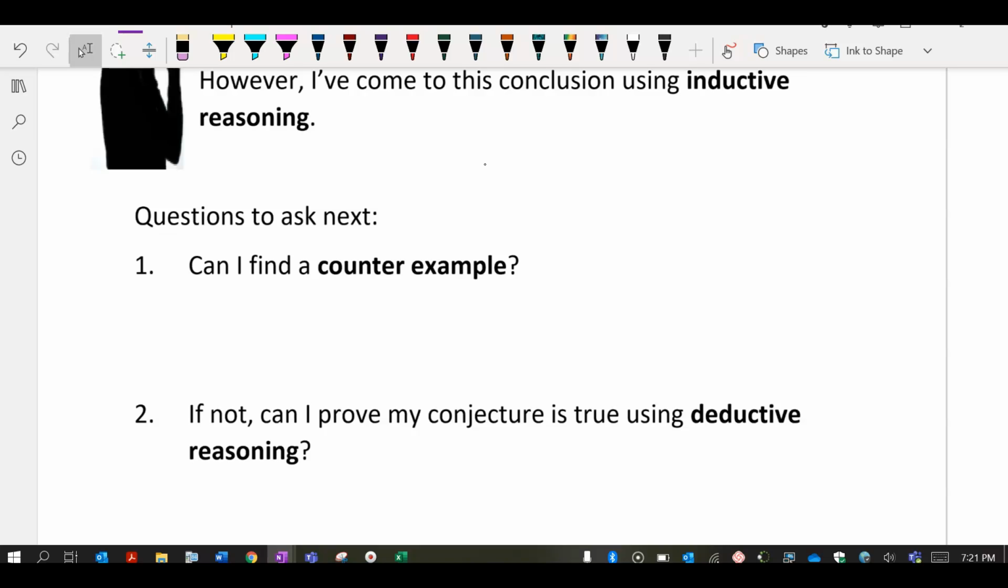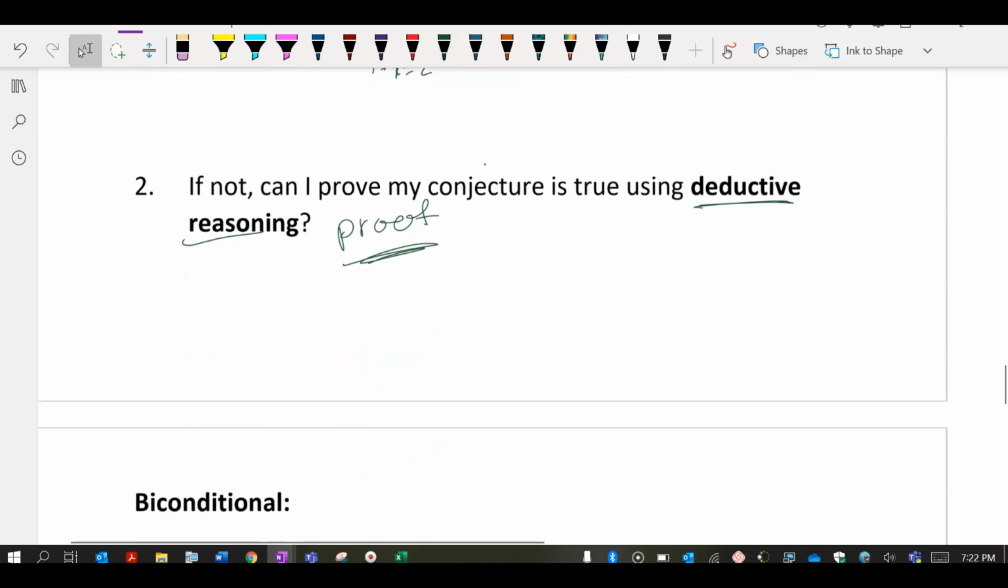Okay, so this is where you think of a counterexample, and that's honestly just doing more examples of odd numbers. So 1 plus 1 is 2. Okay, so doing more examples. And if not, you are going to then try to prove your conjecture using deductive reasoning, and that's when we would do a proof. That's when we would do a proof in geometry, which we will get to.